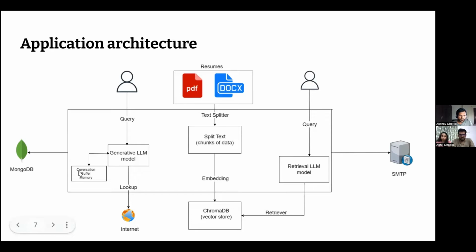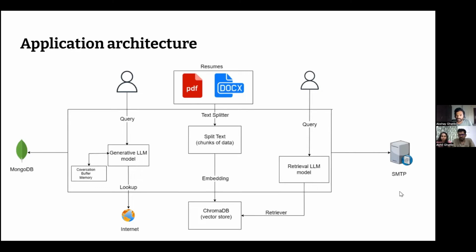So we have used conversational buffer memory. If we make any queries to this generative model, we can refer to our previous queries also. So we have given that capability of memory for our generative LLM model, and we have a couple more things in our architecture. Those are the SMTP one, which will be used to send out the mails to the candidates.